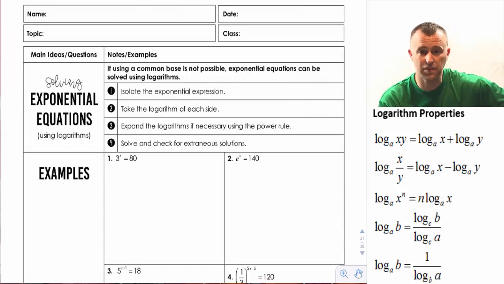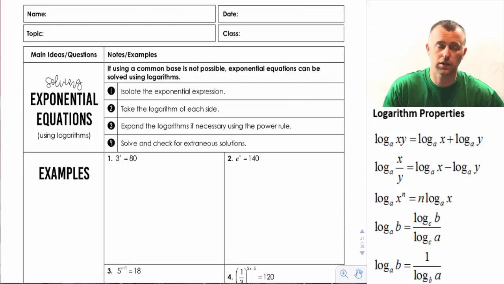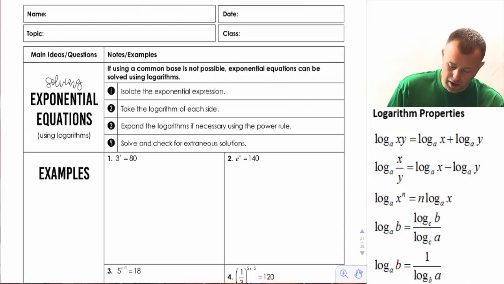What if one base is 7 and the other one is 2? I mean, you really can't get those to equal each other. So we're going to go through that process and how we handle that here. So this is solving exponential equations using logs, so we're going to be using both together. Again, the issue we're going to have here is these bases.